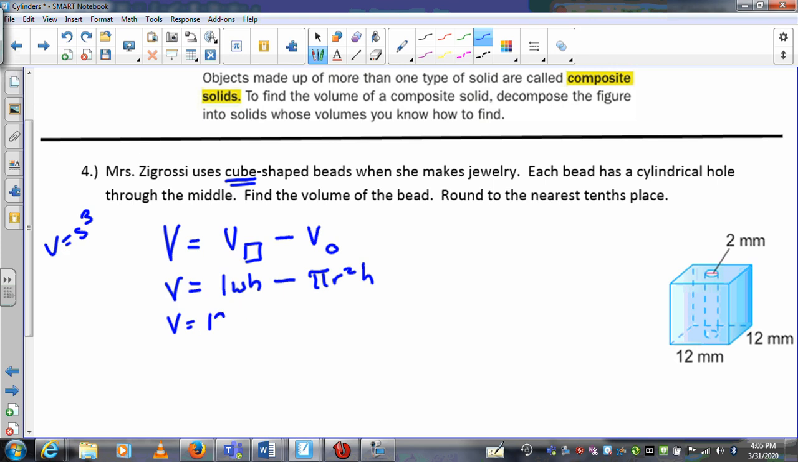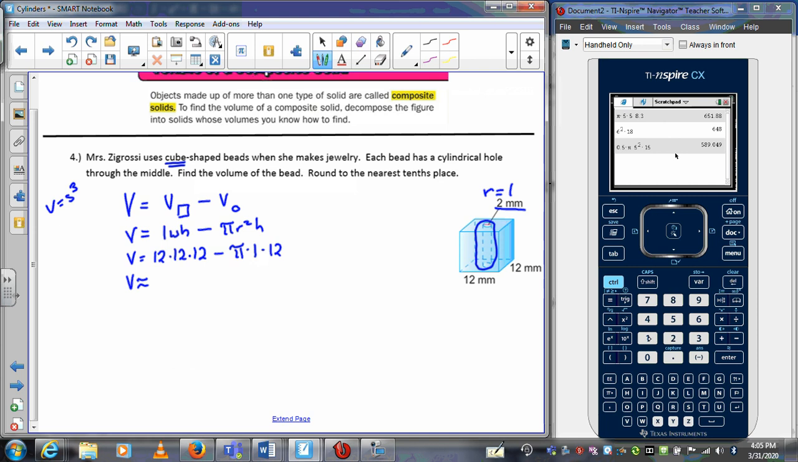So volume is equal to 12 times 12 times 12, take away the cylinder. So the cylinder is pi times your radius. Now, if the diameter is 2, then your radius is 1, because radius goes halfway across, times the height. If we look at the cylinder, how tall is the cylinder? Well, it's the same height as the bead, so it's 12. Now, if you're real savvy with your calculator, you can put the whole thing in all at once. If you're not that savvy with your calculator, then you're going to punch in 12 times 12 times 12, or 12 to the third power.